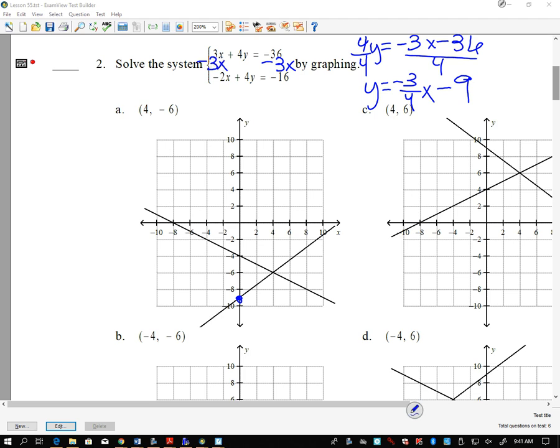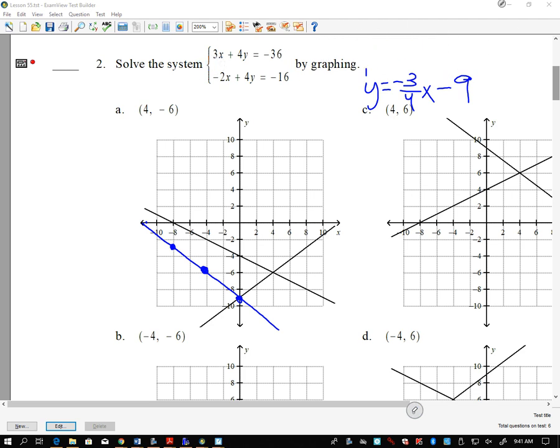So if I'm at 9, I want to go up 3. I would go, what, up to negative 6 and back 4, right? So that would put a line about there. If I wanted to go up another 3, back another 4, so that'd be about here, something like that. And I would get a line that looks similar to that, right? Okay. All right, so we'll leave this.